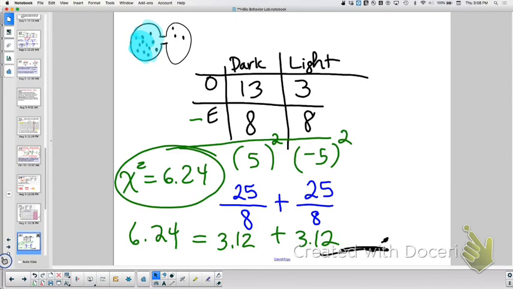If we only had 2 roly-polies and we did this, you'd expect 1 and 1, but instead I got 2 and 0. 2 minus 1 is 1. 1 squared is 1, over what I expected, 1. 1 plus 1 is 2. Okay? So that's not enough information for us to go off of, right?